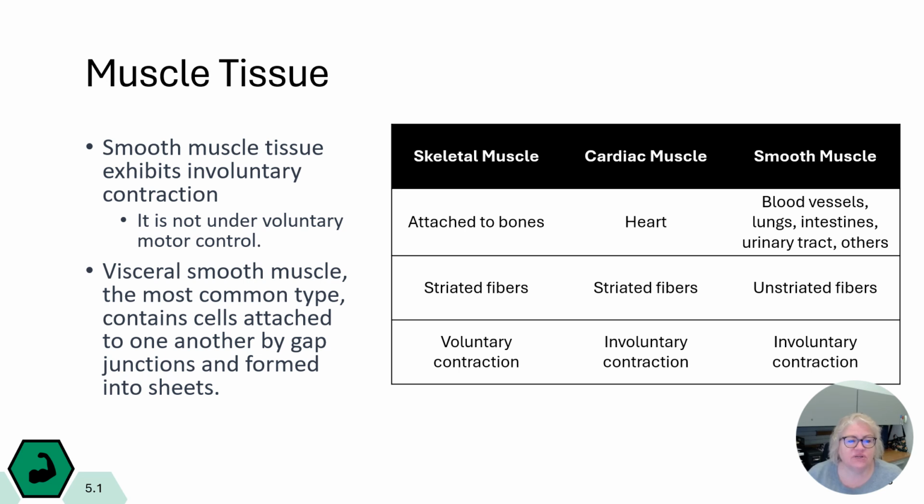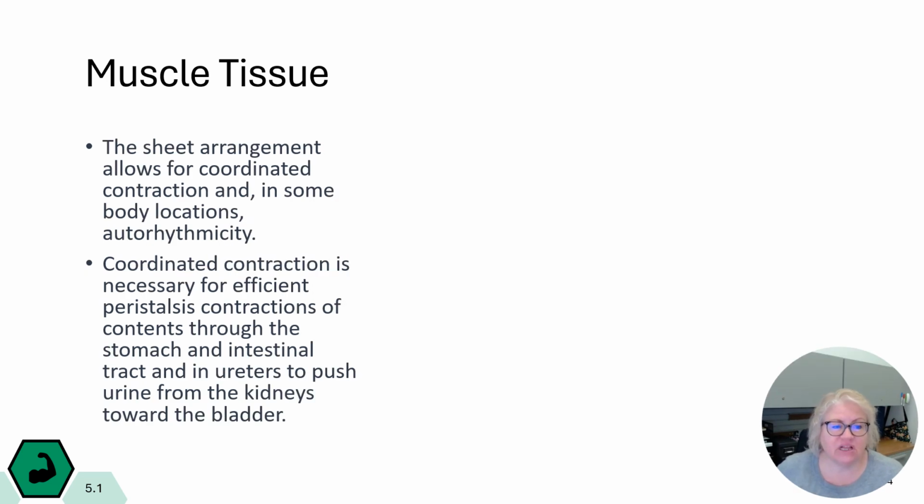Smooth muscle tissue exhibits involuntary contraction, so it's not under voluntary control. We don't think about moving our intestines. Visceral smooth muscle is the most common type. It contains cells attached to one another by gap junctions and formed into sheets. The sheet arrangement allows for coordinated contractions and, in some body locations, autorhythmicity.